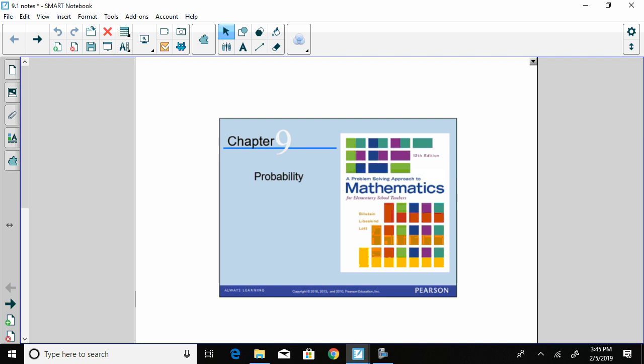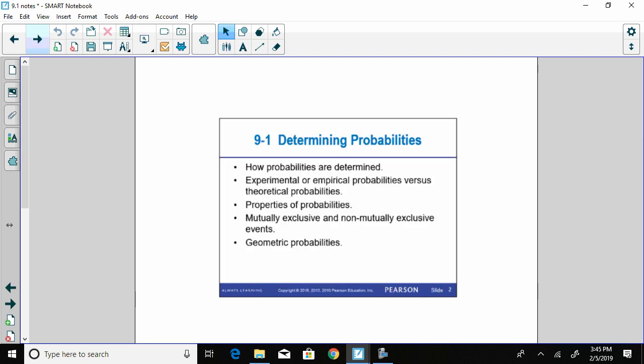Let's see here, probability, chapter 9. So today you guys should be able to figure out how probabilities are determined, understand experimental or empirical probabilities versus theoretical probabilities, properties, mutually exclusive and non-mutually exclusive events, and then geometric probabilities. All right, those are our outcomes.